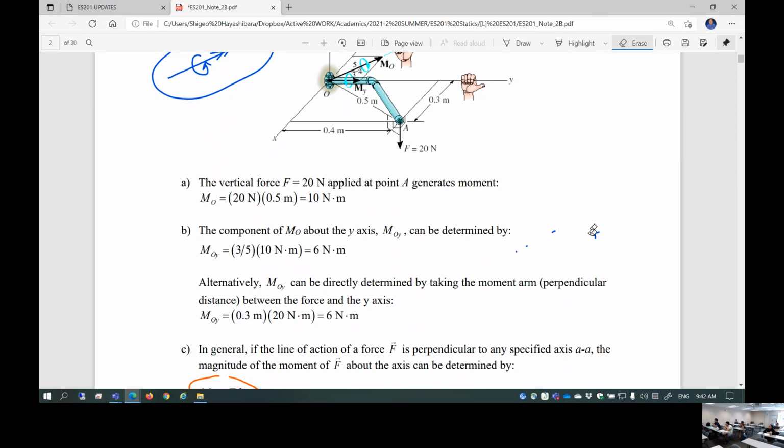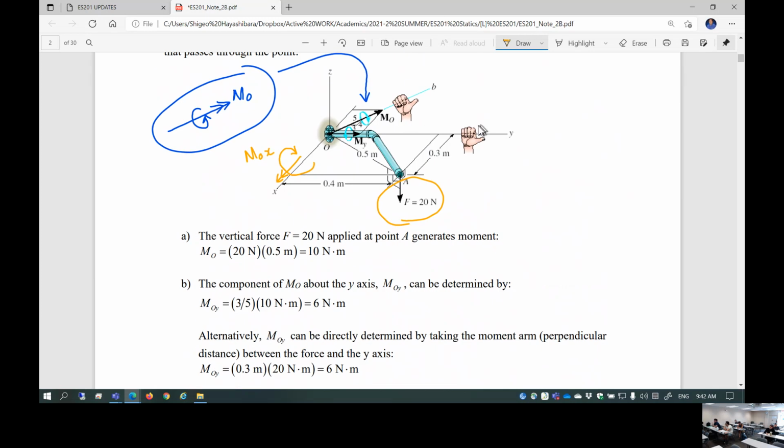So forget about it. Let's use this figure instead. Basically what I'm saying is, let's say this is the force. This is the perpendicular distance measured from x. If it's 0.4 meters, 0.4 meters is d. 0.4 meters times the magnitude of F gets you the moment developed about the x-axis. This is called MOX.